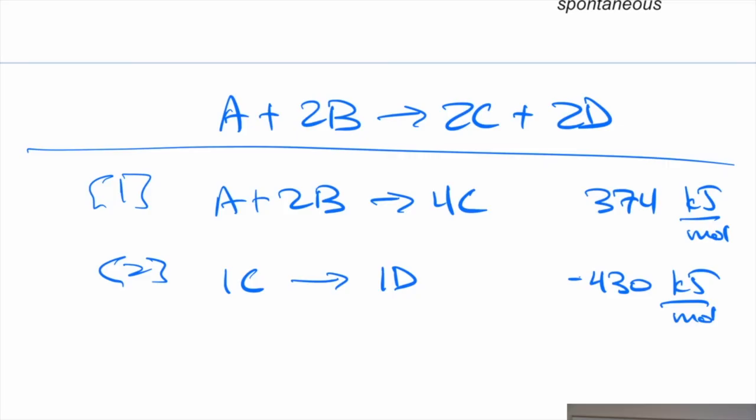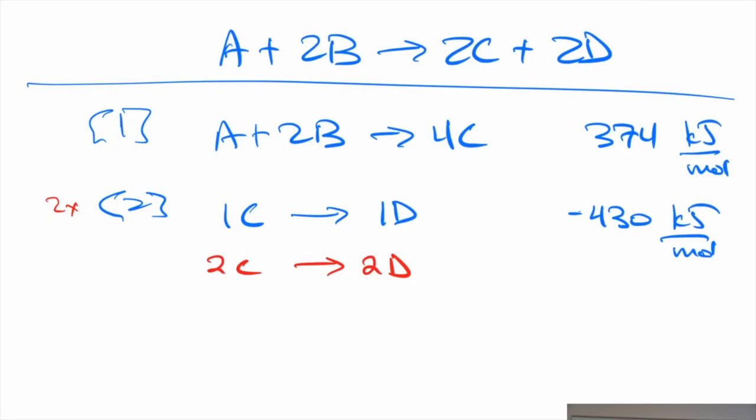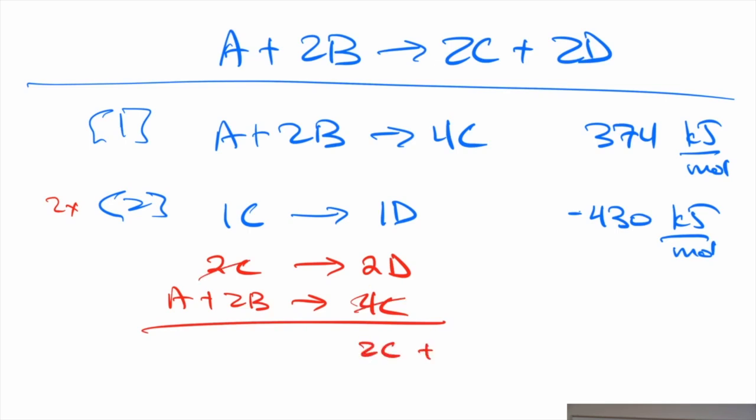So if we take reaction 2 and we multiply it by 2, we need 2D. Take this 1 times 2, we're going to have 2C goes to 2D. And if I now add that to A plus 2B goes to 4C, what do we have? Because 2C cancels with 4C, that gives us 2C plus 2D, and then we have our A plus 2B. So they add up this way.